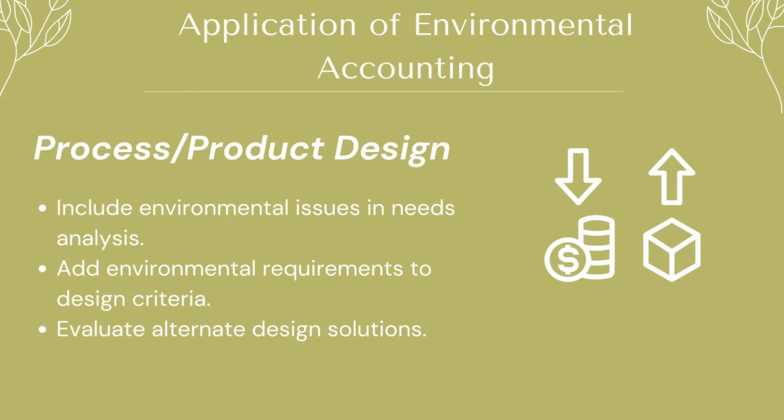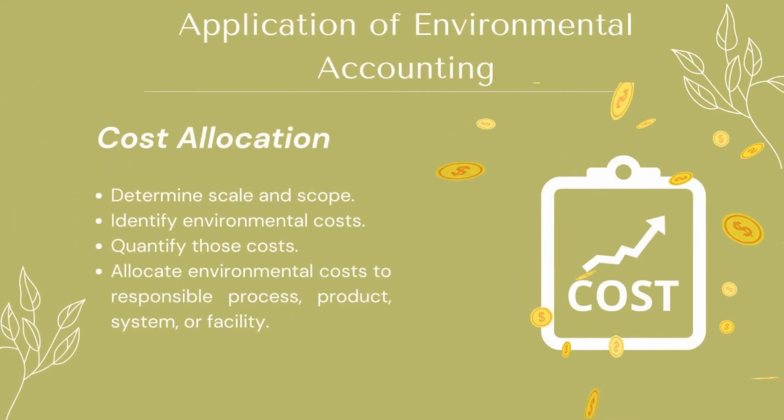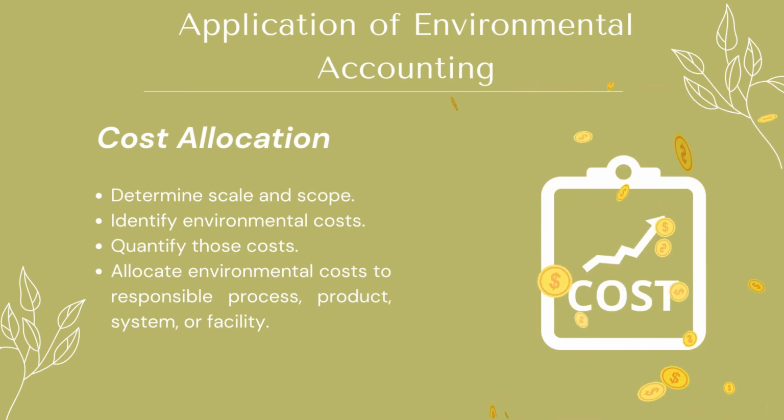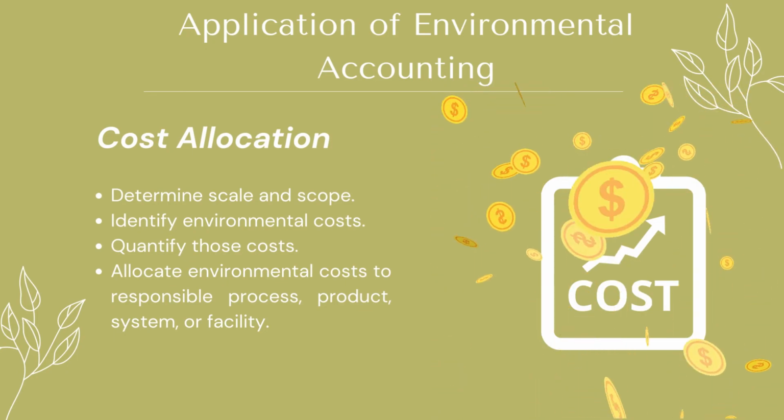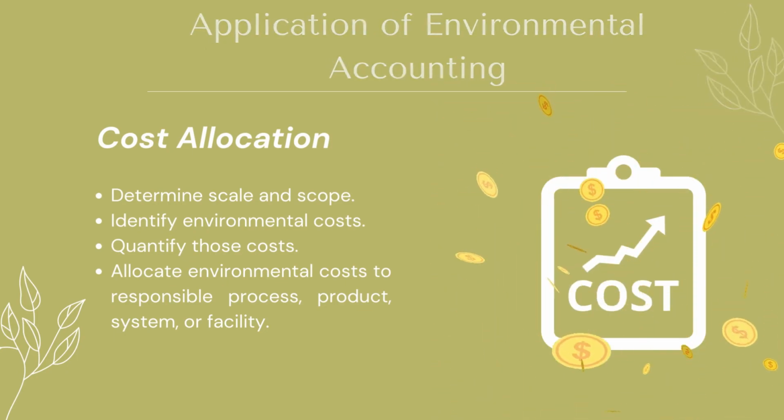A. Consider environmental costs and performance in defining scope of design project. B. Establishing baseline environmental costs and performance. Then add additional environmental requirements to design criteria and evaluate alternate design solutions by taking into account environmental costs, performance, cultural, and legal requirements. Lastly is environmental accounting to cost allocation, in which determination of scale and scope, identification of environmental costs, quantification of set costs, and allocation of environmental costs to a responsible process, product, system, or facility.